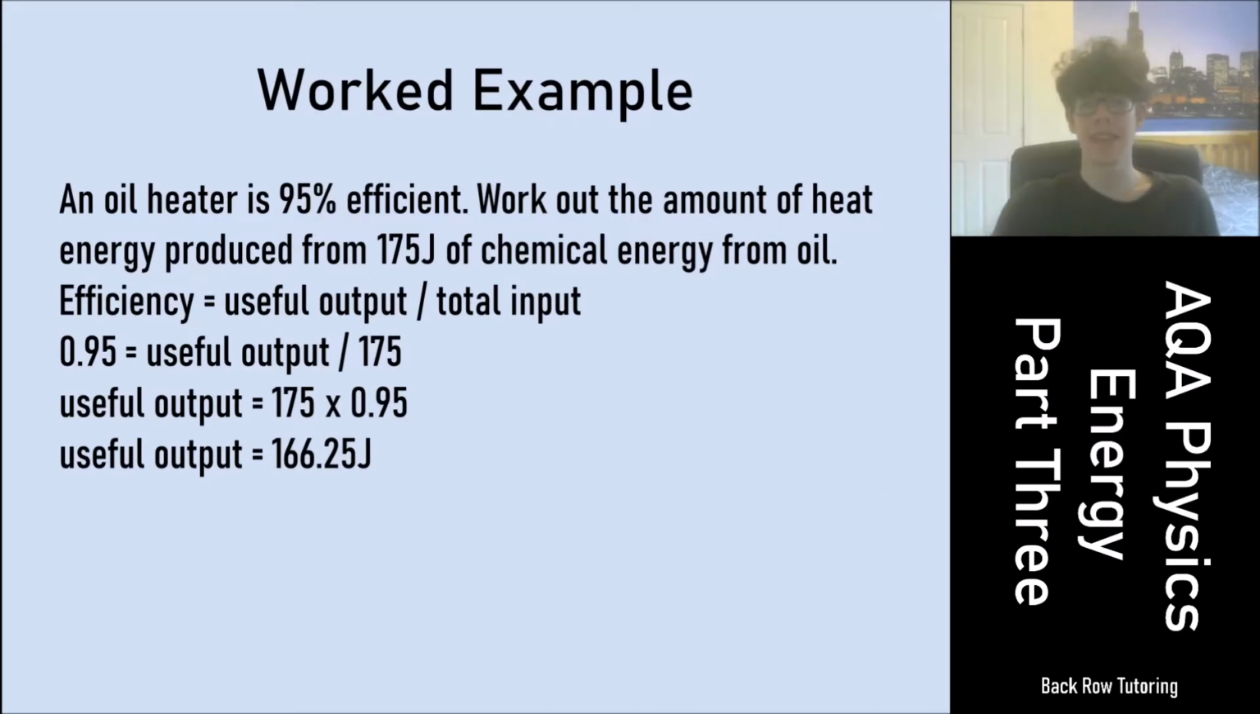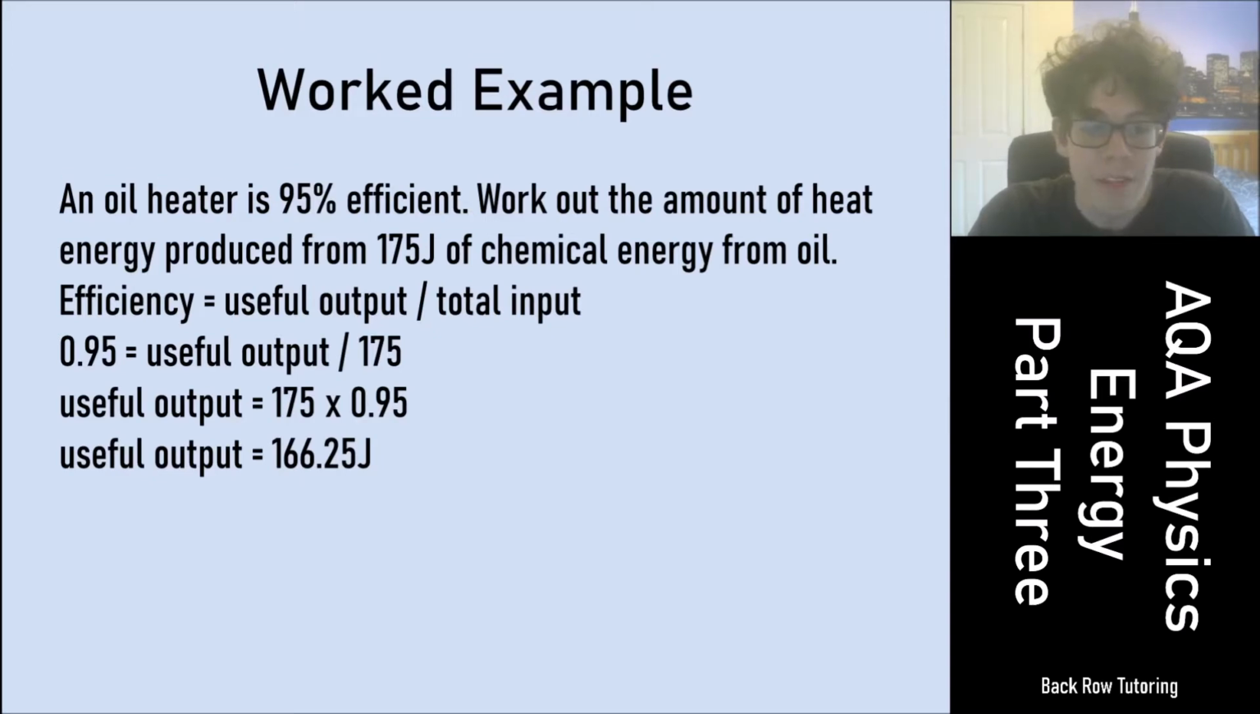So here's a little working example. An oil heater is 95% efficient. Work out the amount of heat energy produced from 175 joules of chemical energy from oil. Okay, so the first thing we're going to do is write out our equation, and our equation is efficiency is equal to useful power output over total power input. Or energy input and energy output. You can use both energy and power.